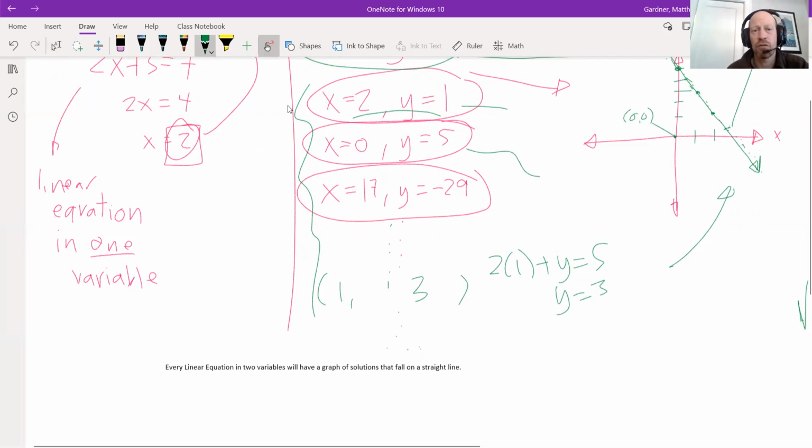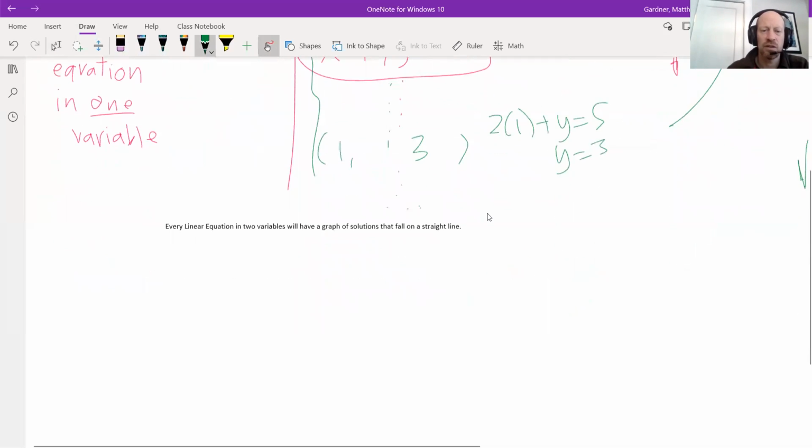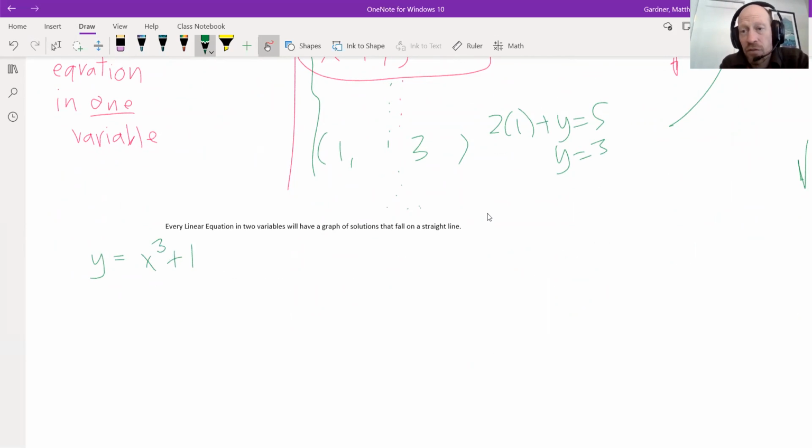So, for instance, if instead my equation was y equals, let's just say, x cubed plus 1, that's also an equation. It also has solutions, but it's not a linear equation because of that x cubed. So the graphs in that case are not going to be straight lines. The solutions are going to fall on this xy plane because there are 2 variables, an x and a y, but they're going to fall on a different pattern.